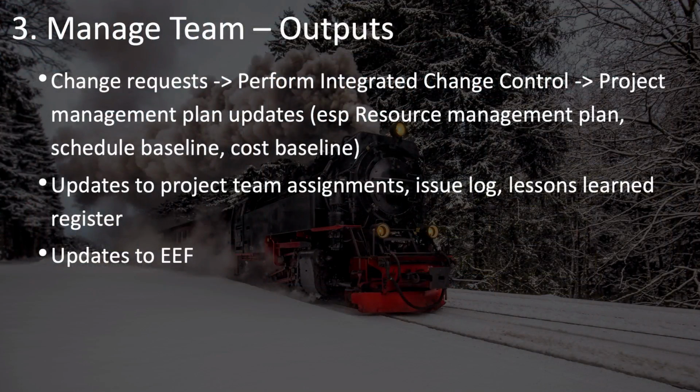There aren't any real primary outputs to the manage team process, but there are some secondary ones, starting with change requests, which of course need to go through the Perform Integrated Change Control process, because you may find as you're managing the team that things happen, issues come up, personnel may need to be swapped out, and so on. So you may need to update your resource management plan or even your schedule and cost baselines, your project team assignments, your issue log, and lessons learned register as well. Perhaps even some updates to your enterprise environmental factors around resource availability in particular.